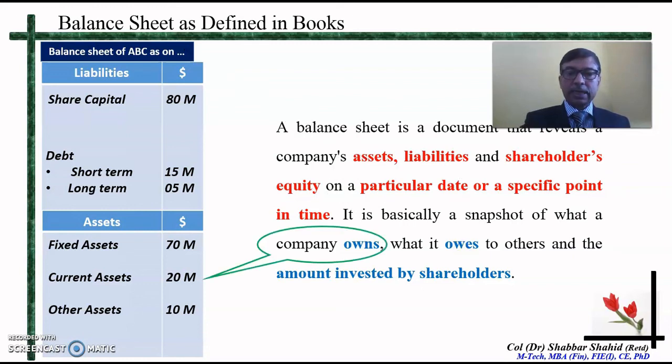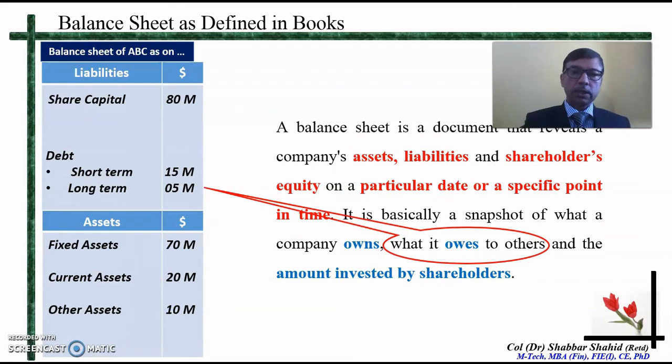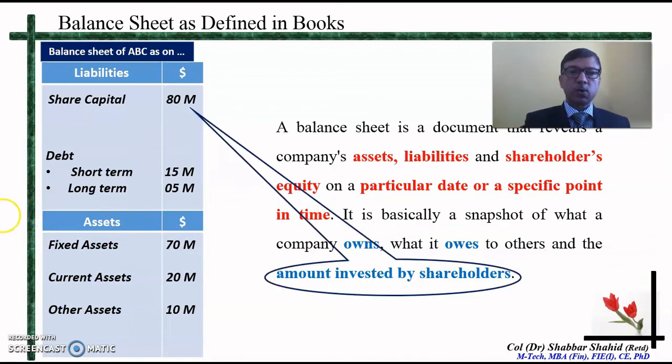Alright? Then it reveals what the company owns. All this thing, 70 million, 20 million, and 10 million, which are the assets of the company, this is what the company owns. Alright? And then what it owes to others. This 15 million and 5 million is something which the company owes to others, to the banks and the financial institutions and the public from which it has borrowed. And thereafter, the amount invested by the shareholders. All right. So these are things which are covered in a balance sheet.